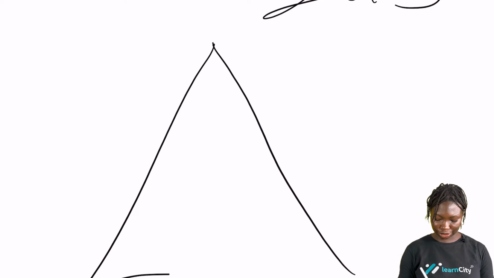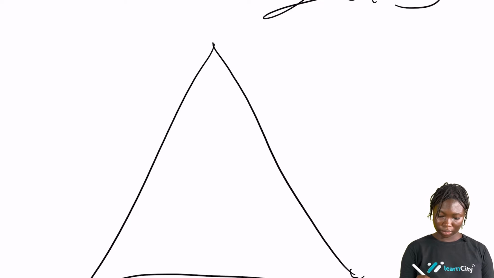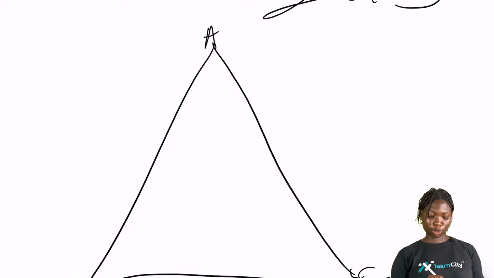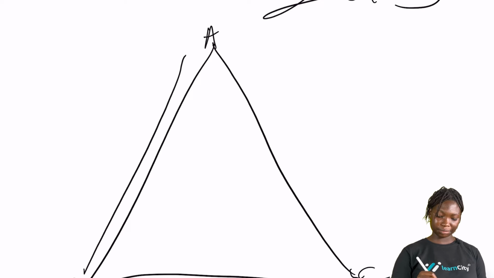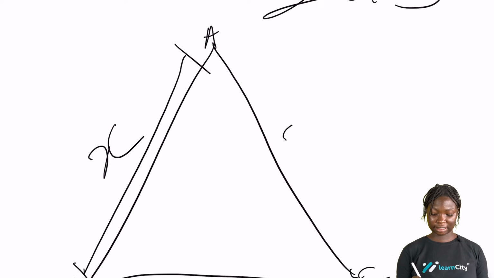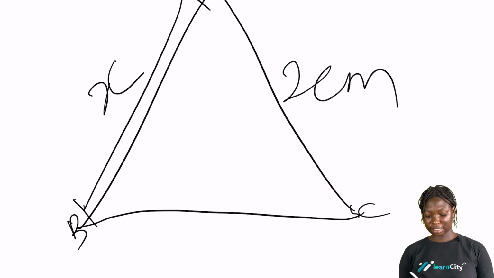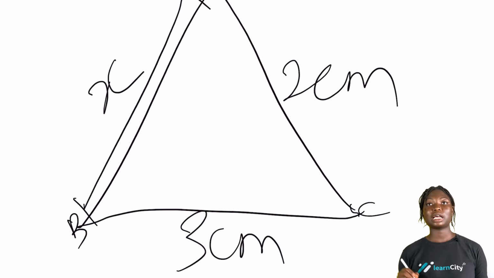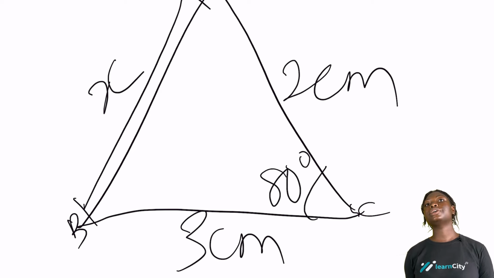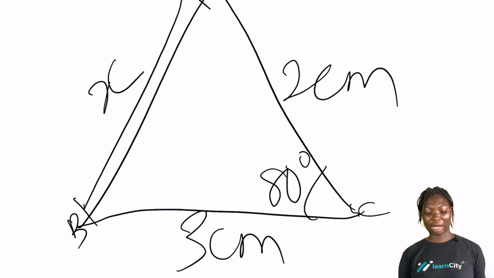So we have this triangle here. This is A, this is B, and this is C. We have to find AB here, and we can represent this as X. This is 2 centimeters, this is 3 centimeters, and we have our angle here which is 80 degrees. So here, what are we to use?